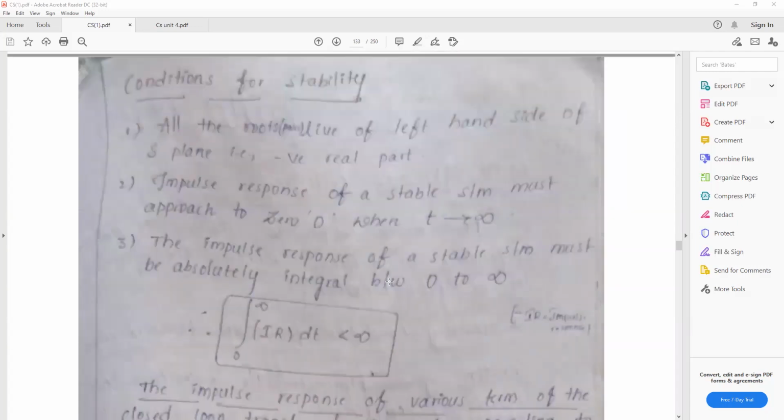Okay. So, conditions for stability. We have already been discussing the conditions for stability. So what are the conditions? The conditions for stability are very, very important. All the poles must lie on the left hand side of the S plane, that is, they must have a negative real part.